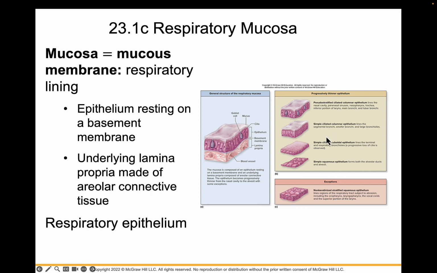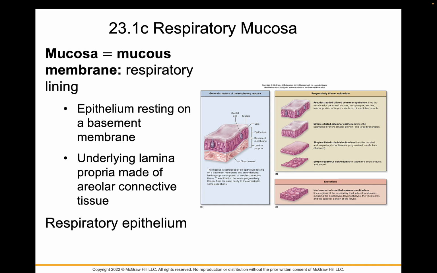Then we're down to a simple ciliated cuboidal epithelium, and this will be lining the terminal and respiratory bronchioles. So notice we're starting to see a loss of cilia, so that's part of the progression. And then eventually we're going to get to the simple squamous epithelium that is going to form both the alveolar ducts and the alveoli themselves. So notice what's happening here. Up in the airway, we have air first coming in. We're going to have the cilia that will be sweeping the area for particulates, and so on. As we get deeper and deeper into the respiratory tree where gas exchange is actually going to occur, we get to the simple cuboidal or the simple squamous epithelial tissue.